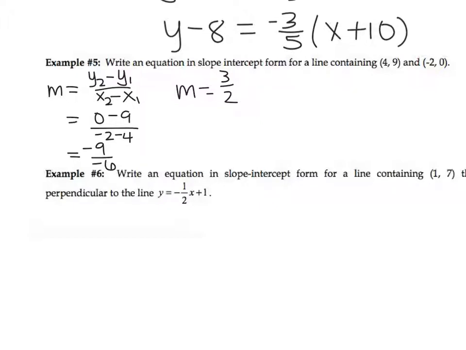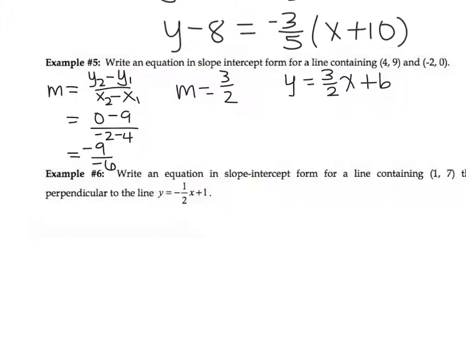Now all that's left is to find our y-intercept, and neither of the points we're given is the y-intercept, so we're going to have to solve for it. So we have the equation y equals 3/2 x plus b. Now I get to choose which point I'm going to plug in for x and y to solve for b. And since my slope is a fraction, when I multiply it by an x value, I'd like to multiply it by a number that's divisible by my denominator, which is 2.